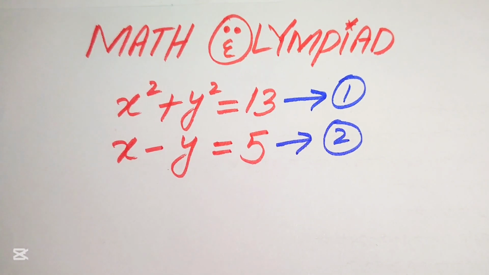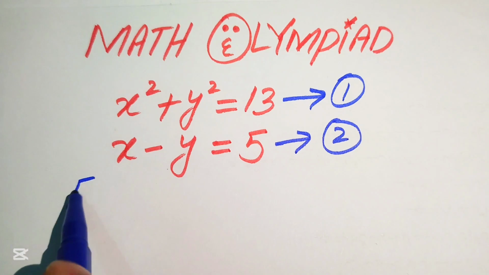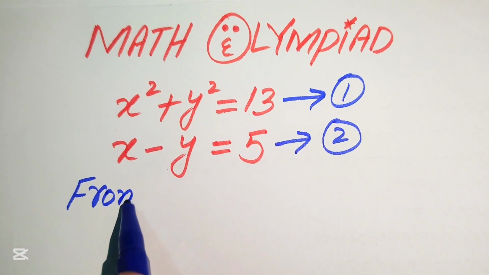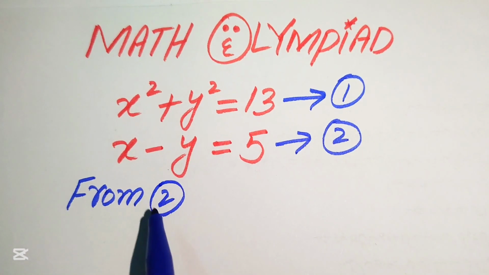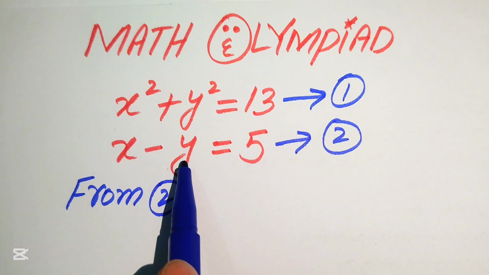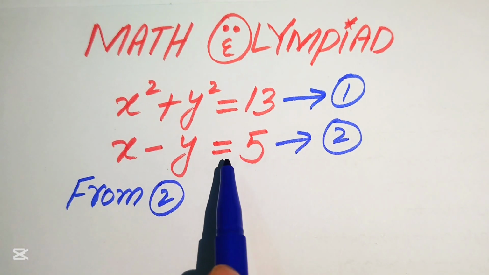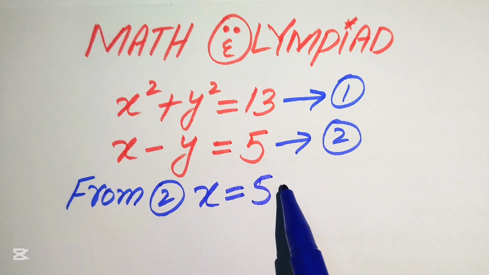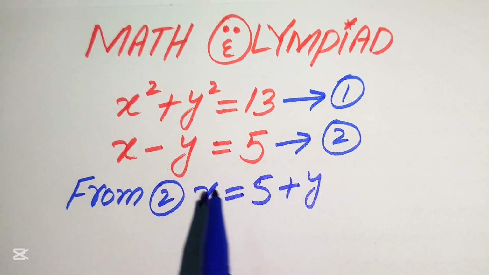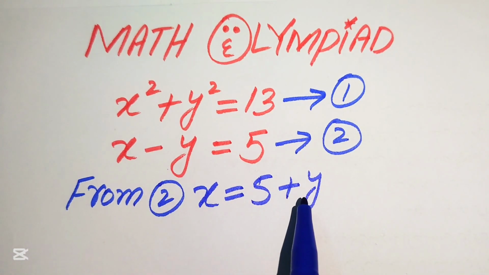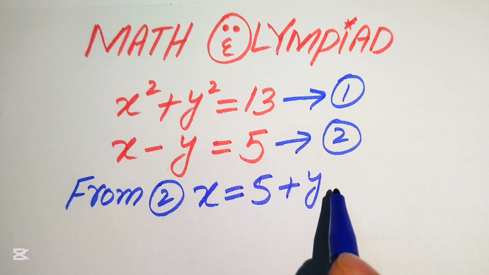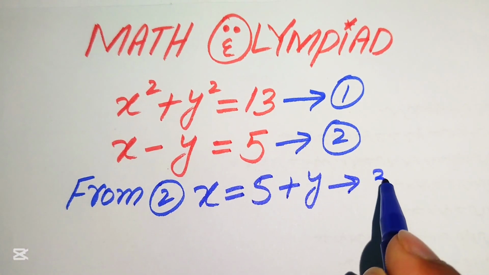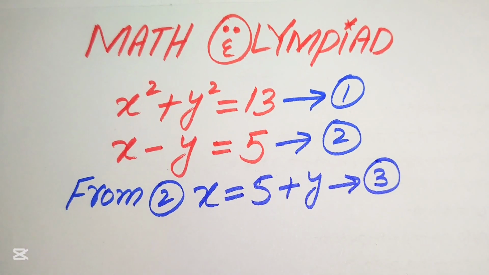And now, in order to find the values of x and y, first we need to focus on equation number 2. From equation number 2, we need to move this y to the right hand side, and we get x equals 5 plus y, because this is minus y, and when we move it to the right hand side it becomes plus y. So we call this our equation number 3.